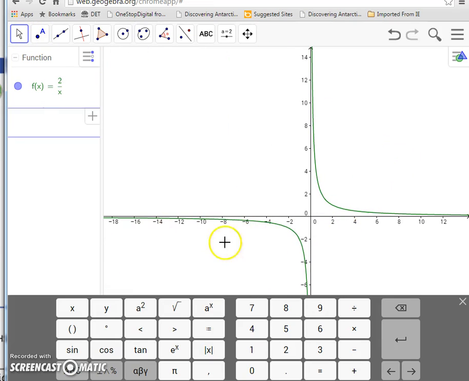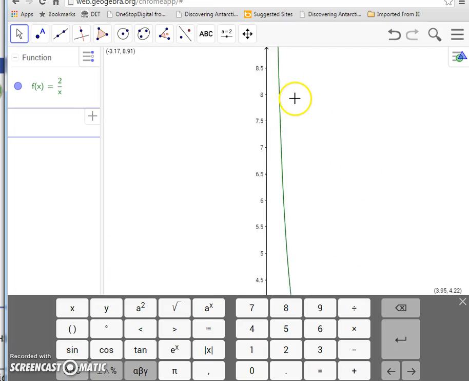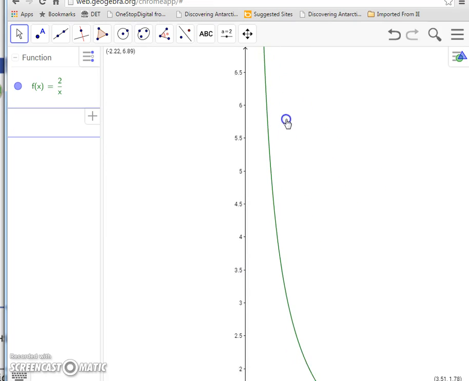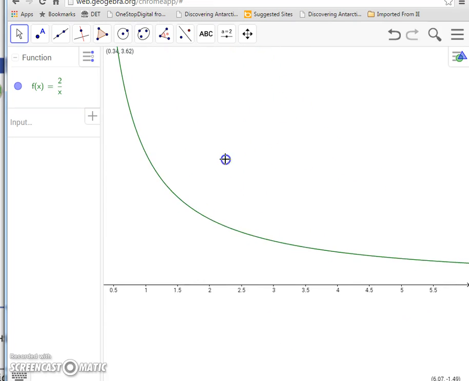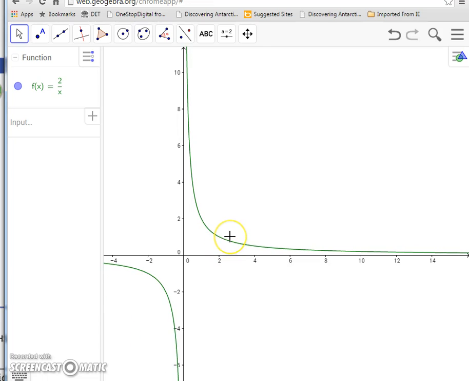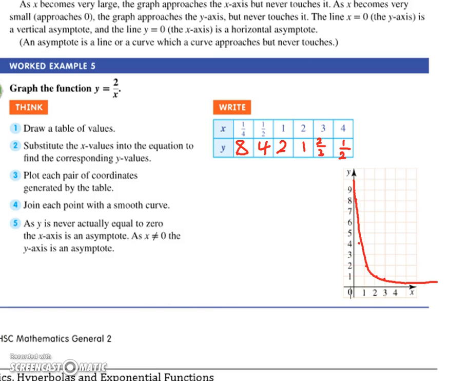Now notice they've got the one on the right-hand side as well. Sorry, on the left-hand side in the negatives. We didn't look at the negatives. But if you zoom in on 8, you can see where we are. Okay, and that's what the curve looks like. Everyone happy with that? Any questions about that one? Hyperbolas, asymptotes, and all that sort of thing?